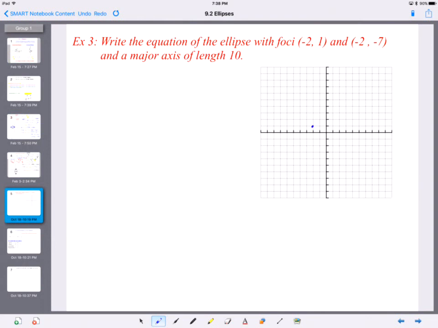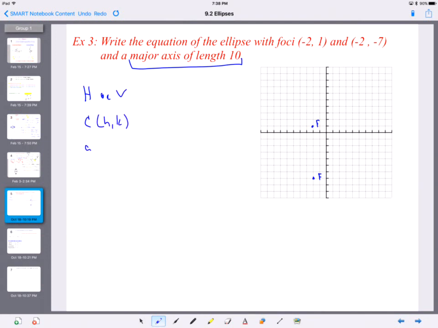So at negative 2, 1 we have a foci. And we also have one at negative 2, negative 7. And the major axis has a length of 10. So what do we need for an ellipse? Well, we need to know if it's horizontal or vertical. We need to know the center.